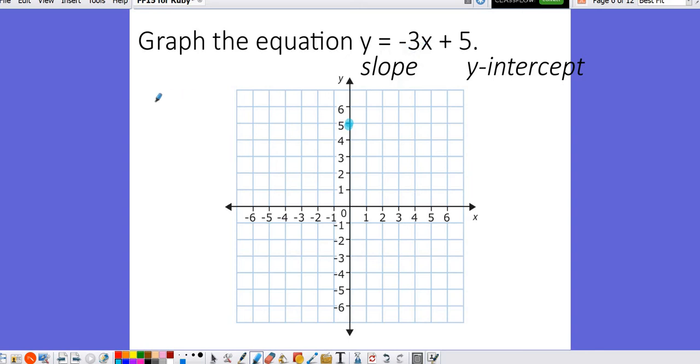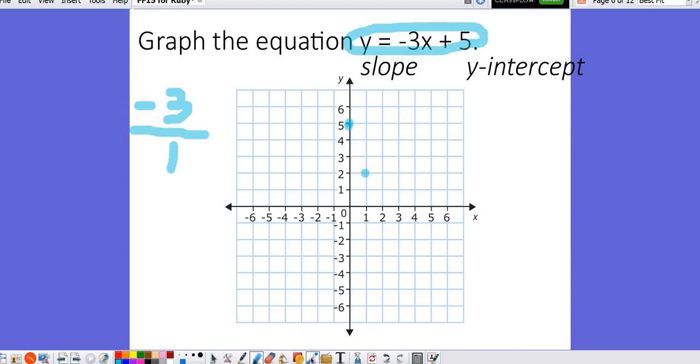Then we're going to look at this slope. Now it says negative 3, but we know that to count slope, you have to have a fraction. So you divide by 1, and it stays the same. So let's go ahead. If we have a negative, we go down first. 1, 2, 3, and then right 1. Whatever number is under this, that's how far you're going to go right. And then that is the graph of this line right here.